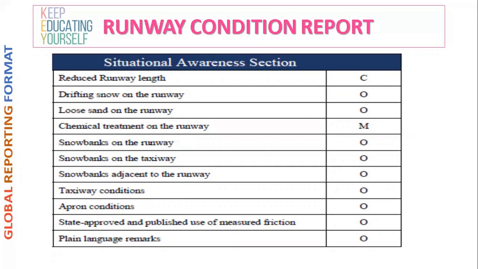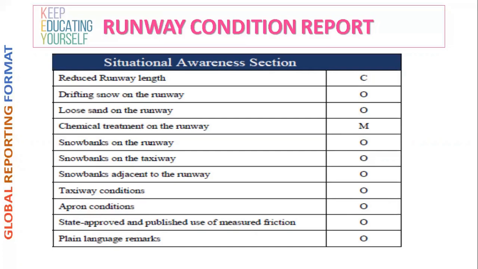Now we will see. The first element is we have to mention in this order only. The runway condition report situational awareness section will constitute of these elements, and these elements have to be reported in this sequence only. If anything is not there, we can simply omit that one. So first is reduced runway length.